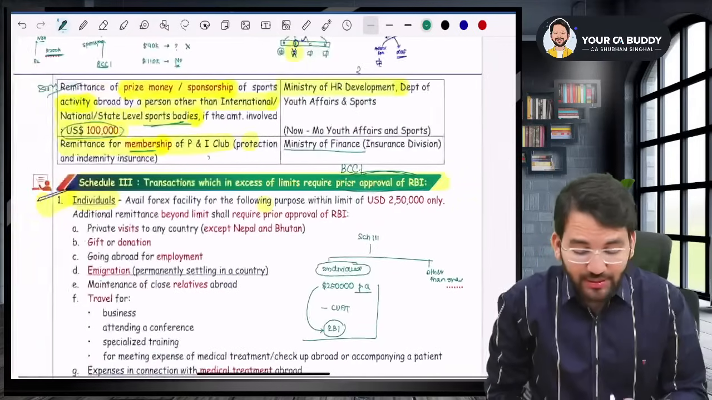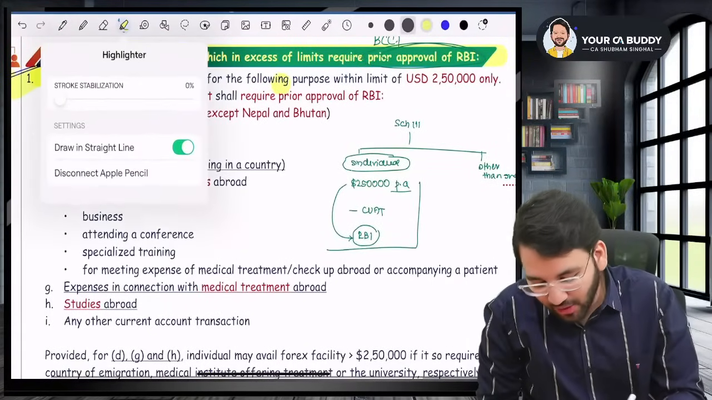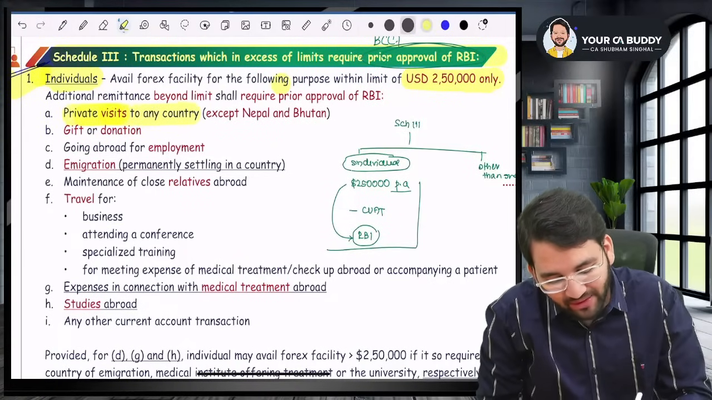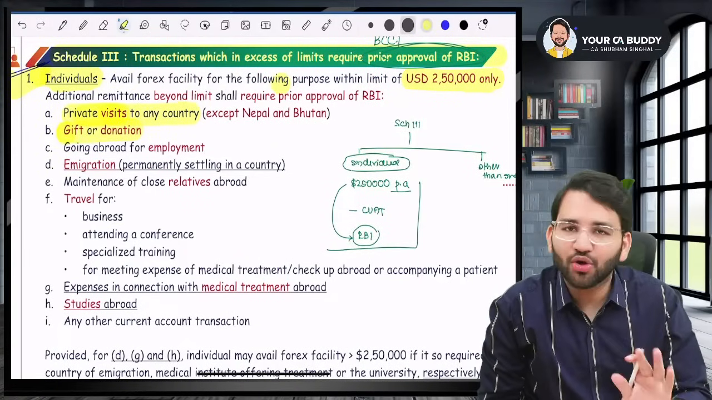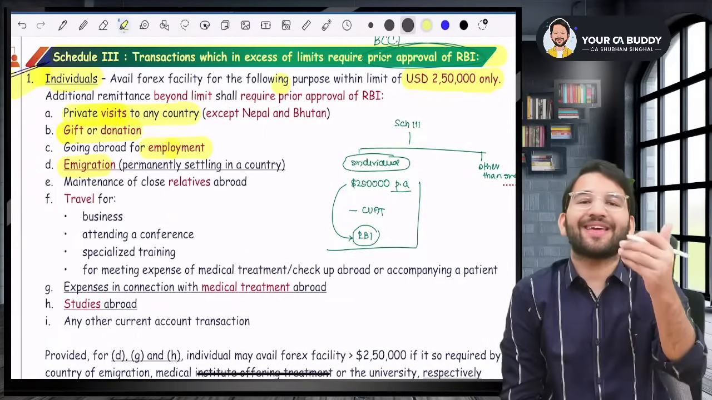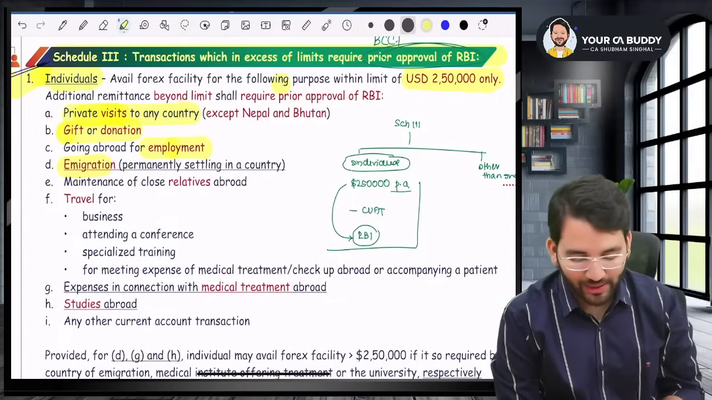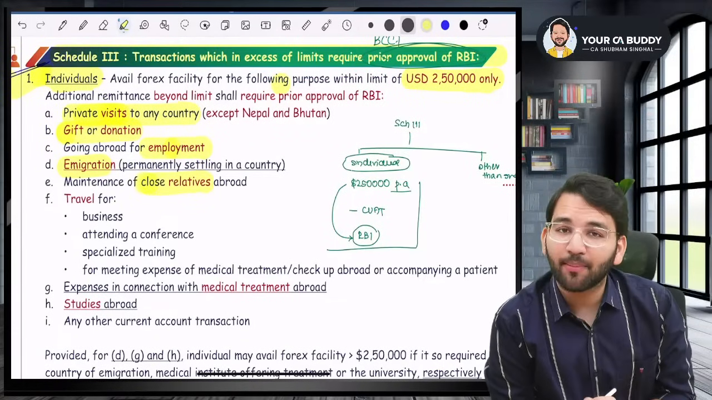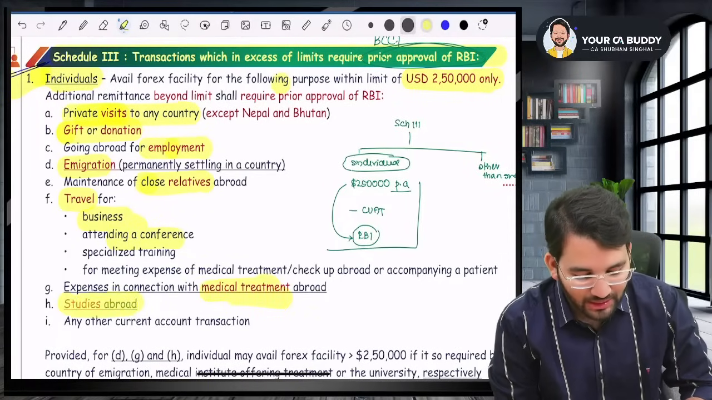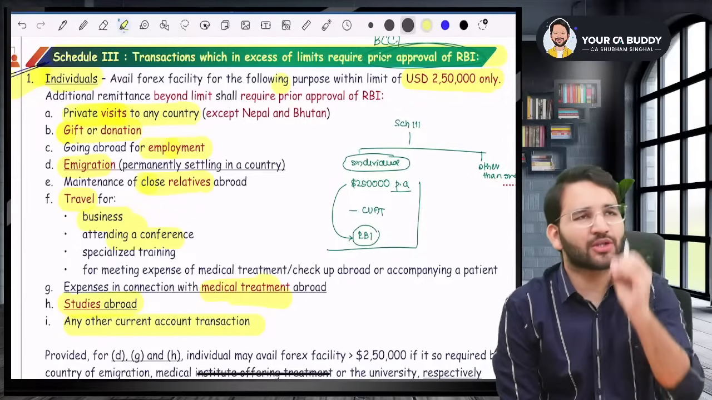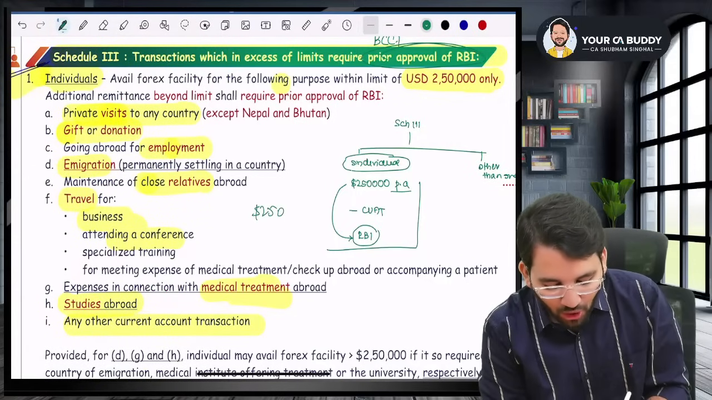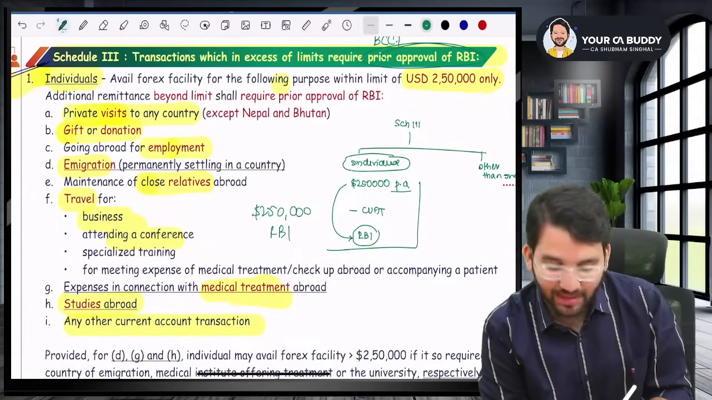Now, generally, what is the provision? The provision says that you have a limit of dollar 2,50,000 only per annum in which you can do private visit to any country. You can gift or donate as you wish. You can go outside India for employment. You can take emigration. Emigration means completely shifting to a new country. You can have close relatives abroad. You can travel for business or whatever. You can have medical treatment or you can do studies abroad or any other current account transaction. Whatever you want to do, you do. But the limit is dollar 2,50,000. Beyond dollar 2,50,000, you'll have to take approval of RBI.